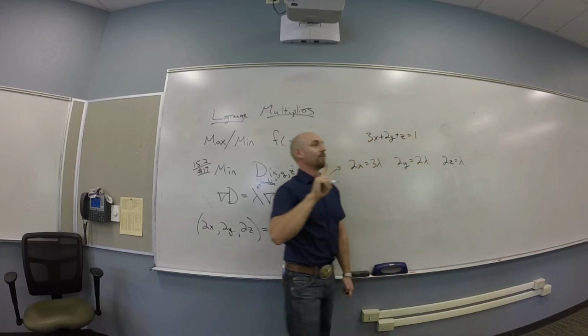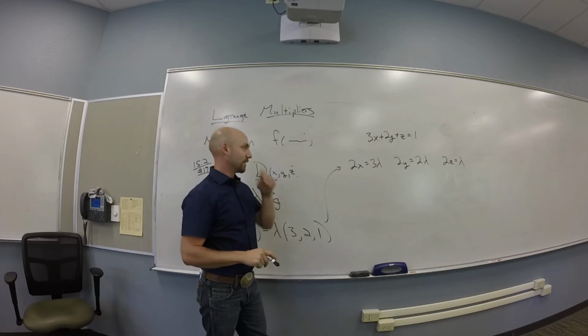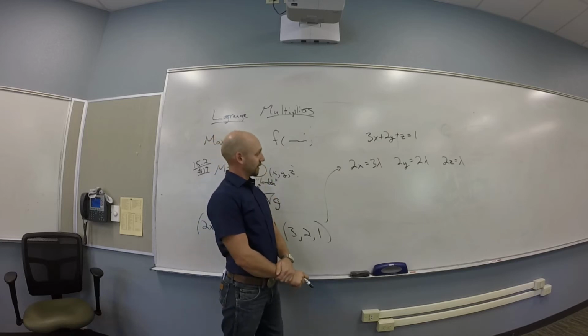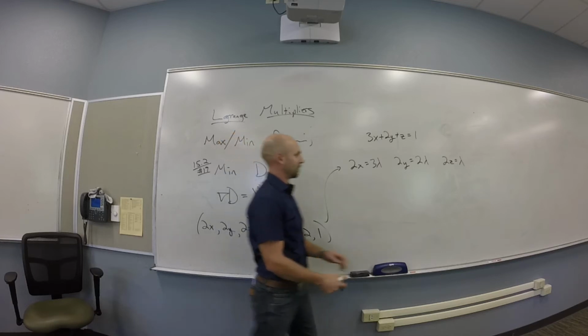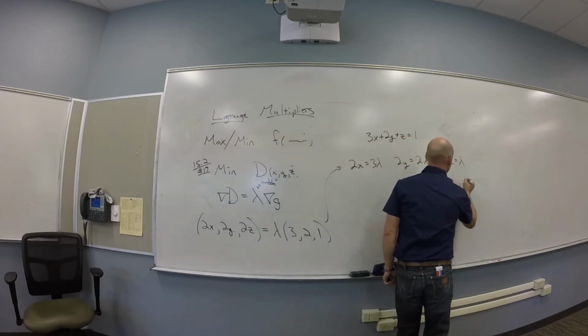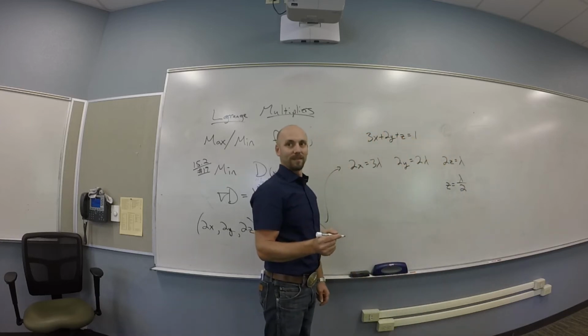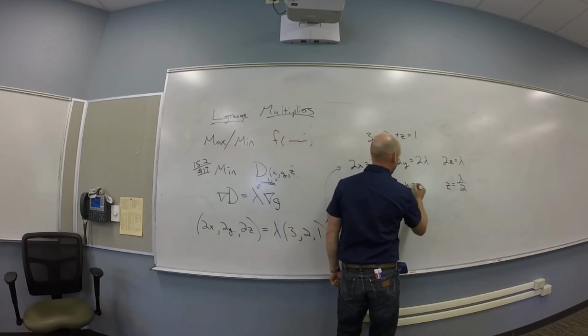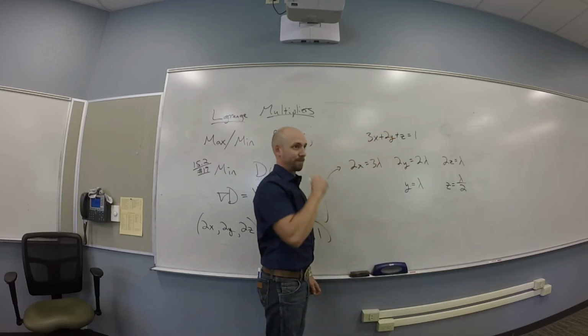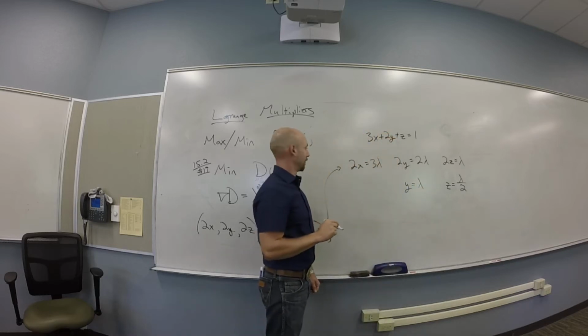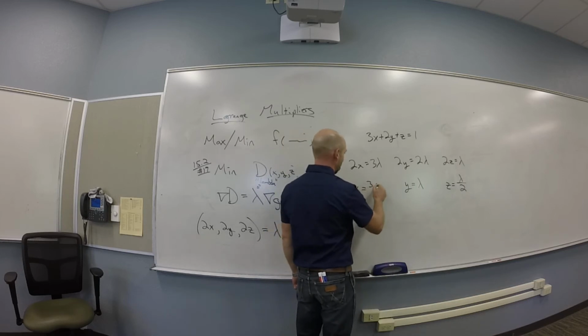Okay, good. So now I have this. What do you get out of this? You can solve for a variable using the constraint of the equations. Yeah, I'd probably solve for z. So z is lambda over 2, y is lambda, and x is 3 halves lambda. And x is 3 lambda over 2.